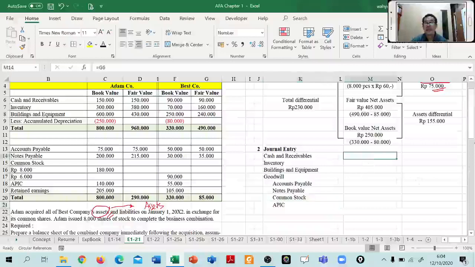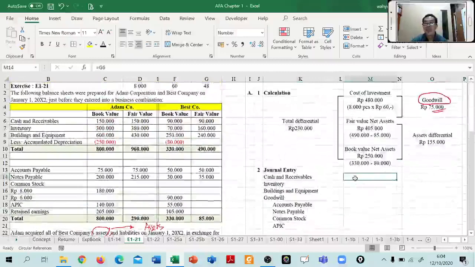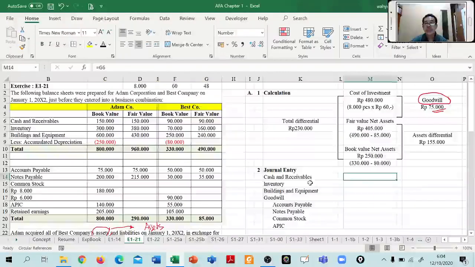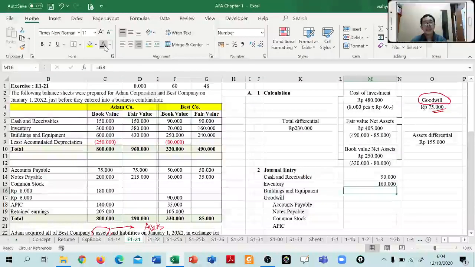Okay, based on that data, we write down the cash and receivable, 90,000. Please focus on fair value. Okay, inventory 160,000. Building and equipment 240,000. Goodwill, okay, 75,000 goodwill.